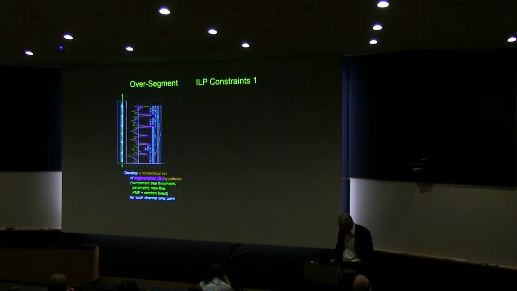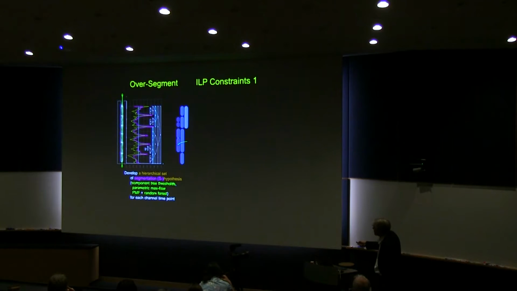So we basically build, I won't really bore you, but we use a number of techniques to come up with a collection of hypotheses. Here's a single time point, and we say, look, these are the possibilities. This could be a cell, this could be a cell, or it could be these two. This thing could be a cell, or it could be two cells, and this one here could also be two cells. That's my set of hypotheses.